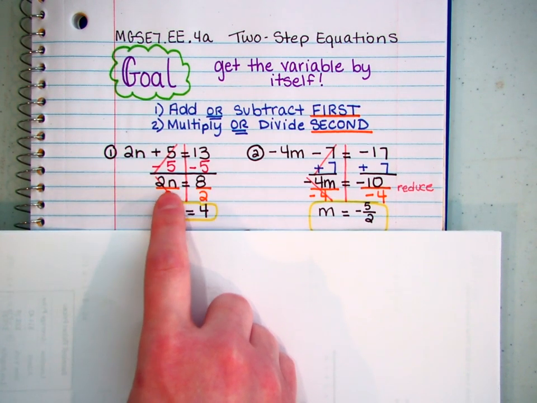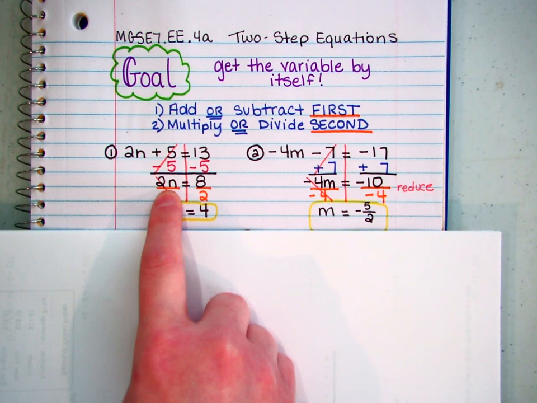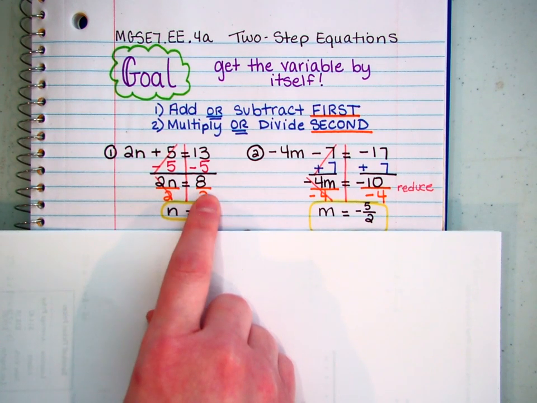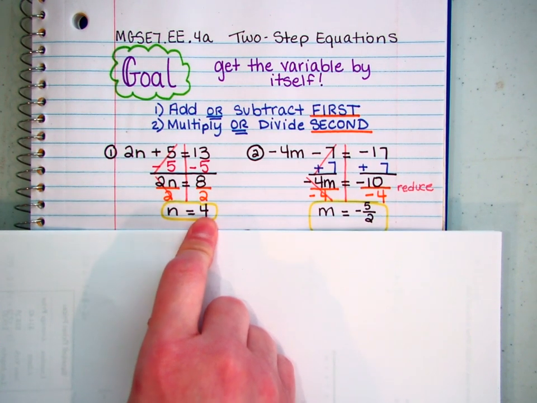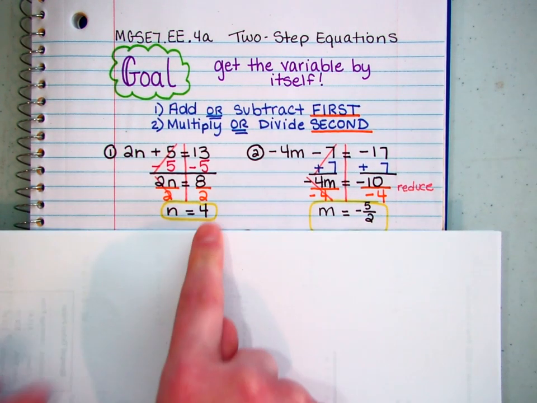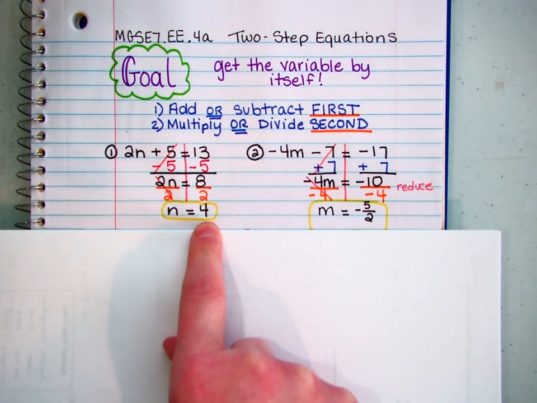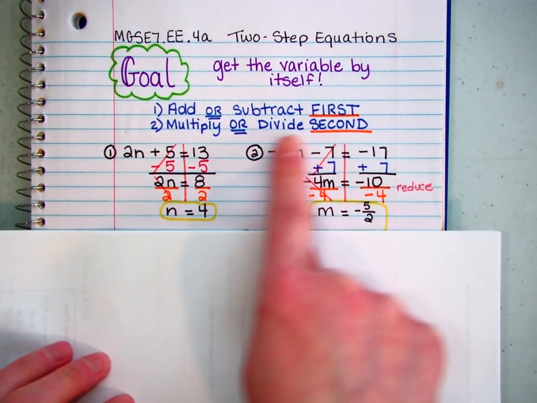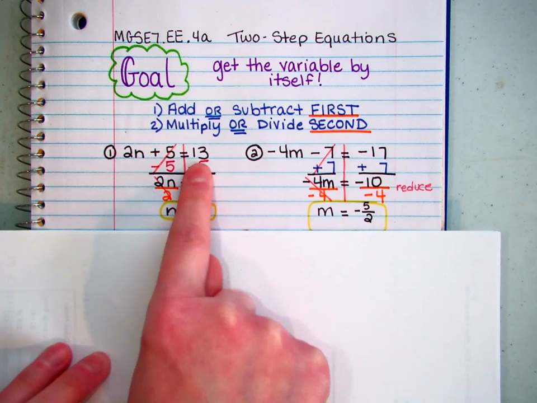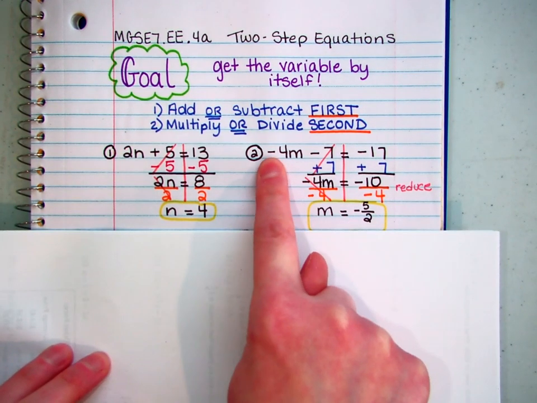I now need to eliminate this coefficient of 2. So I'm going to divide both sides by 2, and my final answer is n equals 4. And then to check it, you would just plug it in for n, multiply, add 5, get 13. Okay, on number 2, same type of layout, but some negatives thrown in there.